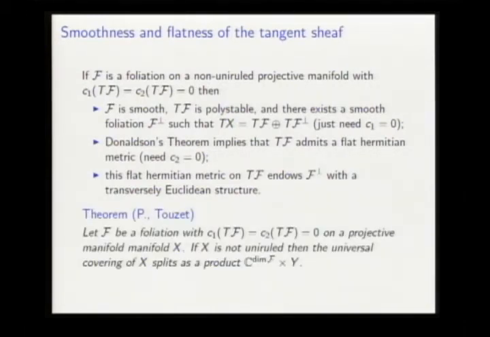And together with Touzet, we could prove that starting from these two conditions on a projective foliation on a projective manifold, if X is not uniruled, then everything is smooth, the foliation is smooth, and the universal covering of X splits as a product of a power of C. So the leaves of the foliation F are covered by C, and Y. Y not necessarily compact, not necessarily projective. Complex manifold Y. Okay?